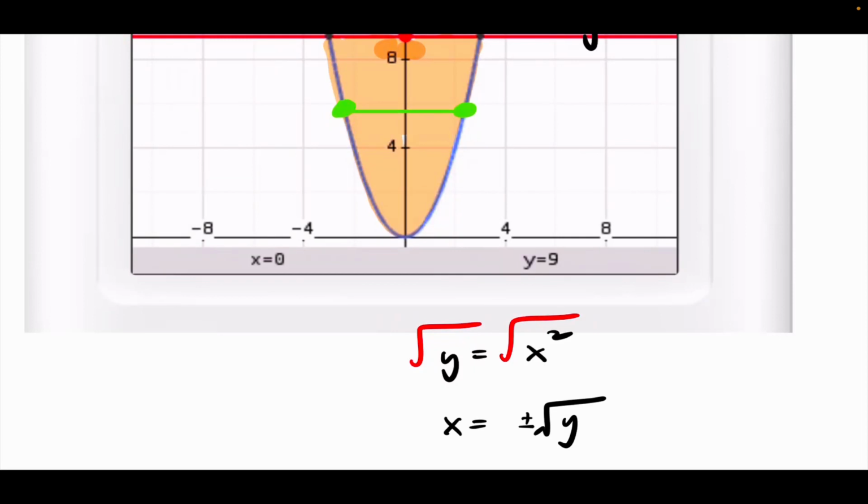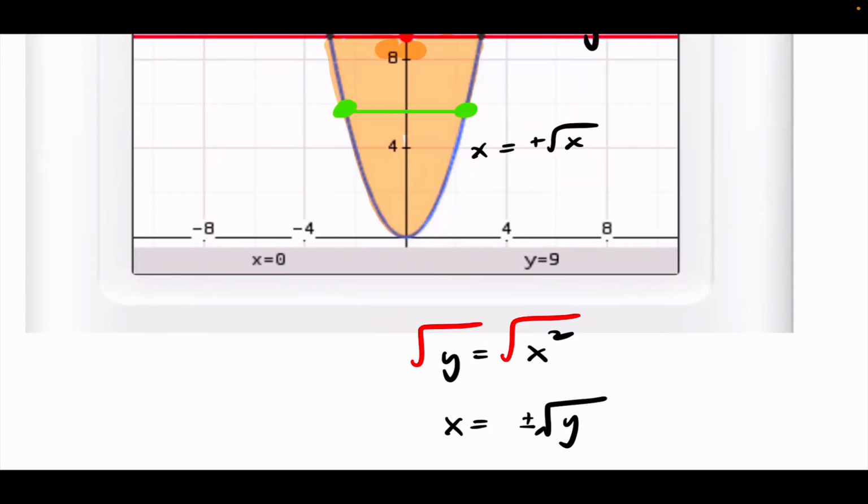So y is always positive because it goes up, right? Y is always positive. But when is x positive? On one side, right? This side, x is positive. This side, x is negative, right? So this side, oops, not y, is going to get y equals positive square root y. And this side is going to get a negative square root y.